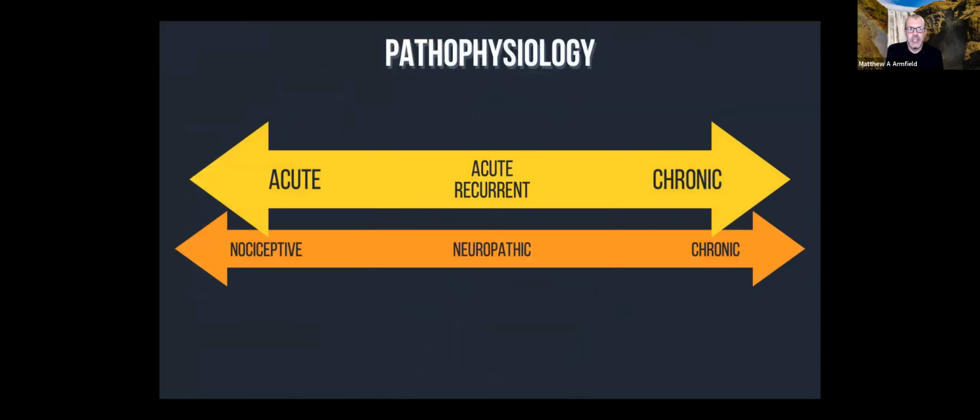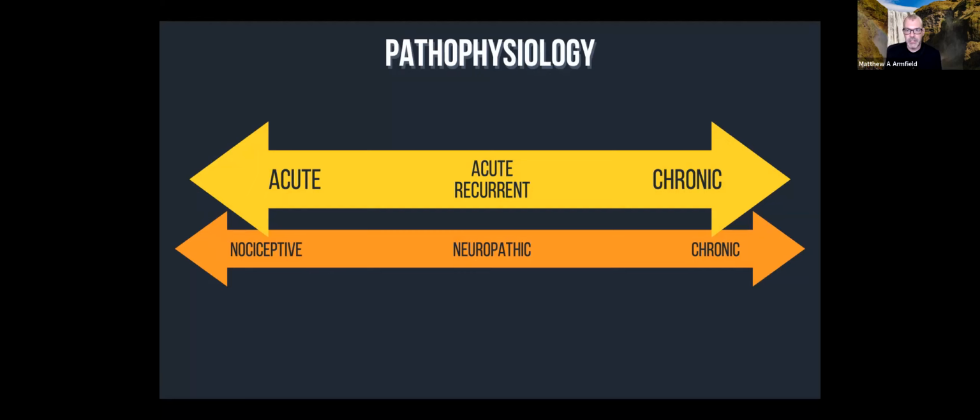Acute pancreatitis causes inflammation and ischemia necrosis, which generates a significant amount of nociceptive pain. What I like to call, and what I tell the patients, is tissue damage pain. Nociceptive pain is the fancy term for that.